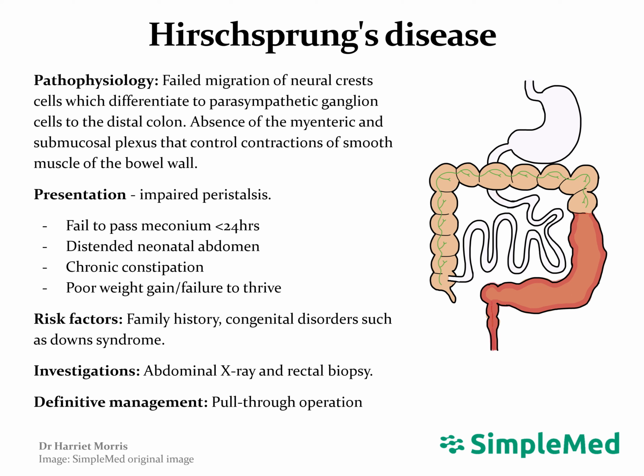Sometimes the entire length of the colon is affected, and this is called total colonic aganglionosis. A definitive diagnosis is made by taking a biopsy sample of the rectum and visualizing this tissue underneath a microscope. Management of Hirschsprung's disease usually requires removal of the affected bowel. This is called a pull-through operation, as the proximal healthy bowel is reconnected to the anus.